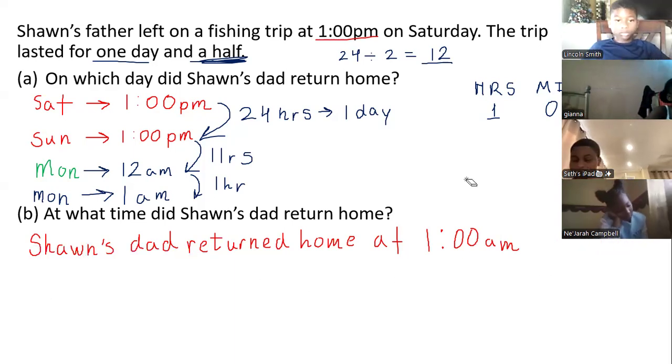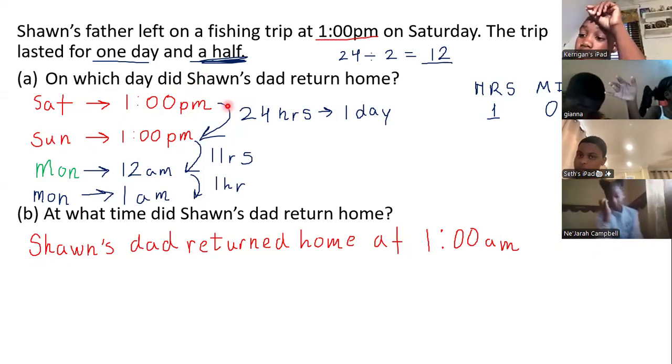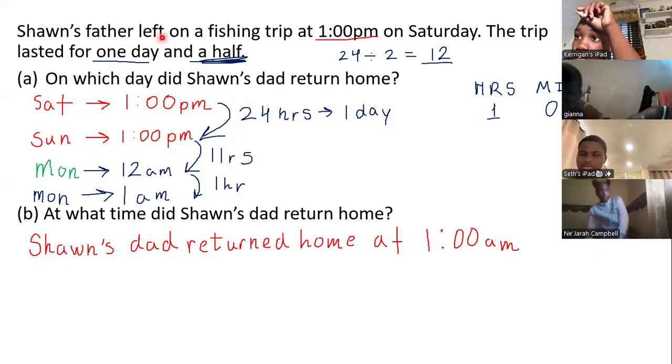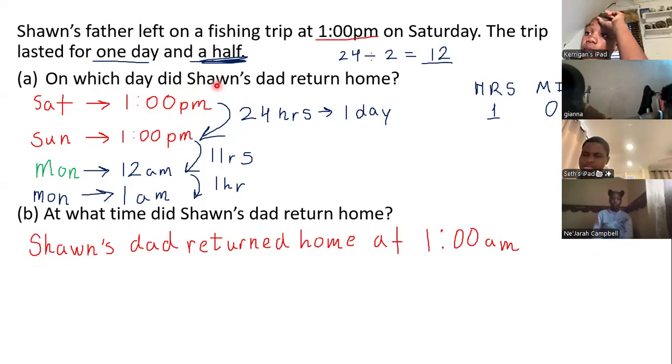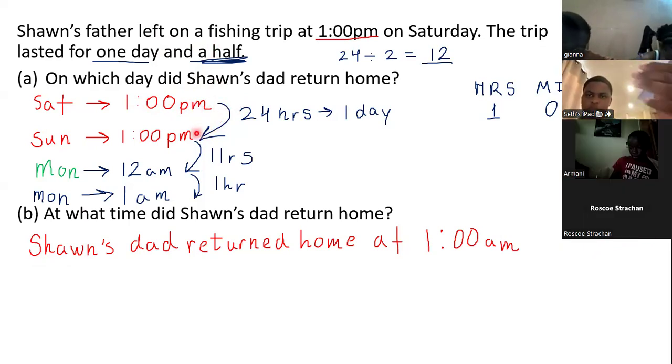All right. So quick recap. How do we do this? Let me explain it first. We know that his father left on the fishing trip at 1 p.m. But then he spent a day and a half. So 1 day from 1 p.m. is going to be 24 hours. So it's going to be from Saturday 1 p.m. to Sunday 1 p.m. That's 1 day.